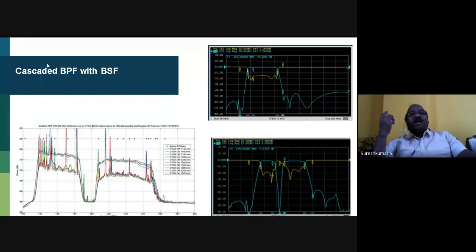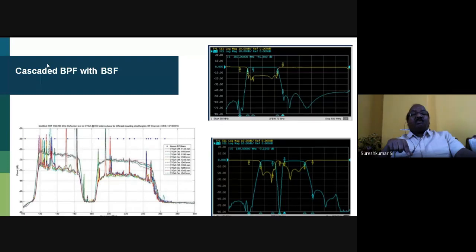Okay, so what happens is you try to build notch filters and place them in cascade with the bandpass filter. You can see that the first one shows the bandpass filter response and a notch filter in the second one, and you see the bandpass response in the signal deflection. So this actually suppresses a TV transmission line, 175 megahertz and 181 megahertz of a Pune TV, and you can see the split in the bandpass band.